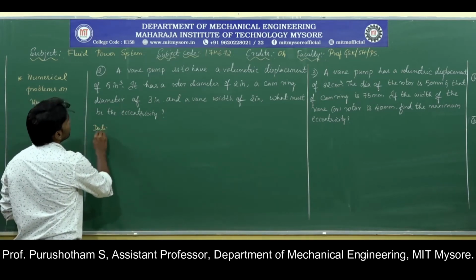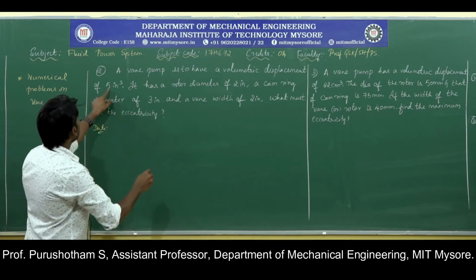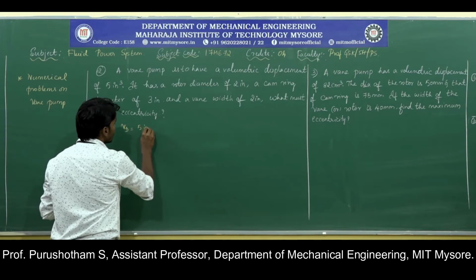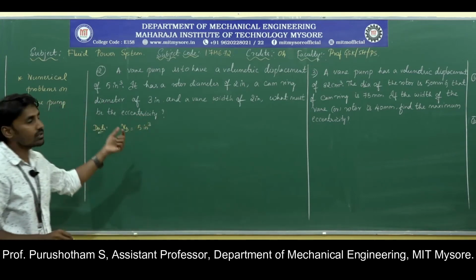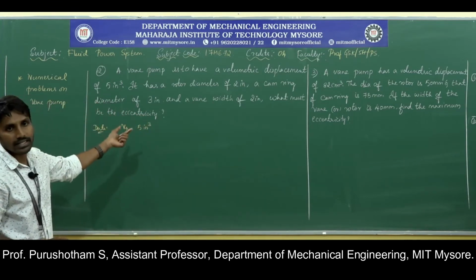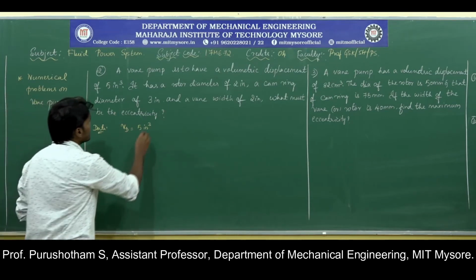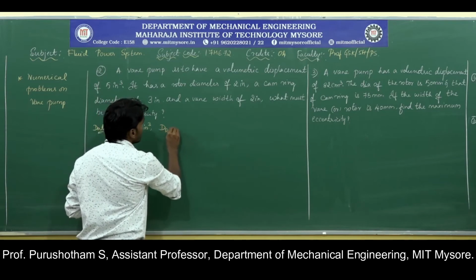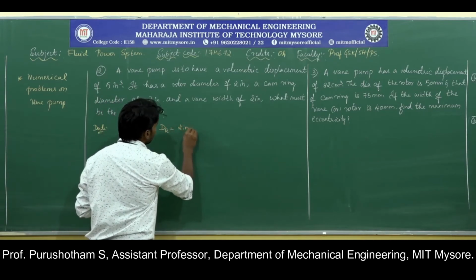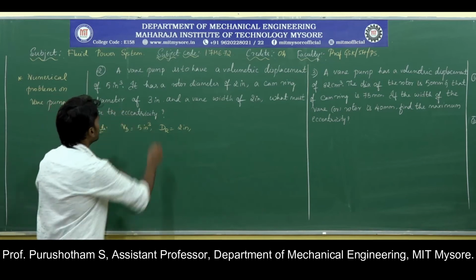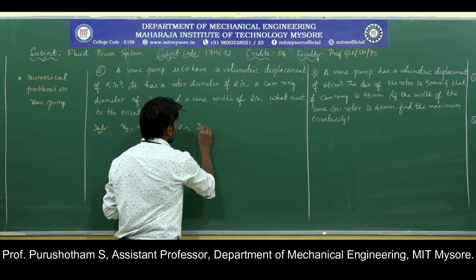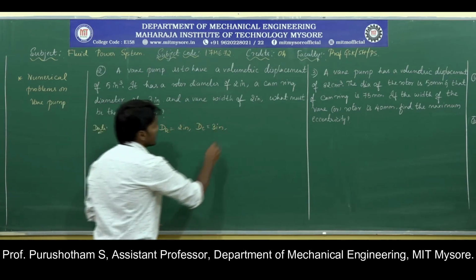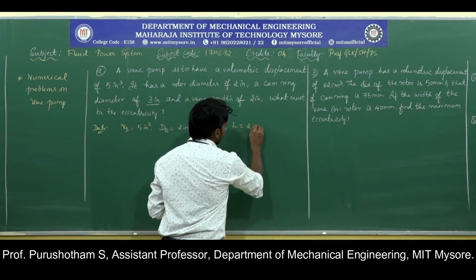So whatever they are given, the volumetric displacement is 5 inch cube, that is Vd is 5 inch cube. I will keep the units in inch itself because all the dimensions are in inch. Then the rotor diameter, that is dr, is 2 inch. Then the chamber diameter, dc, is 3 inch. Then the width of the vane, that is L, is equal to 2 inch.